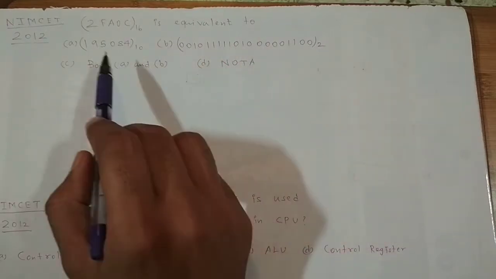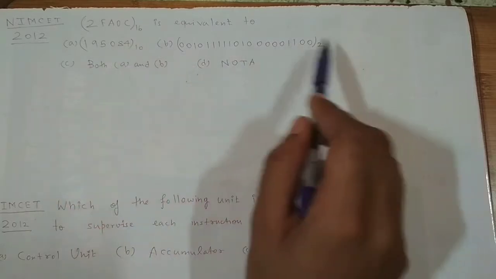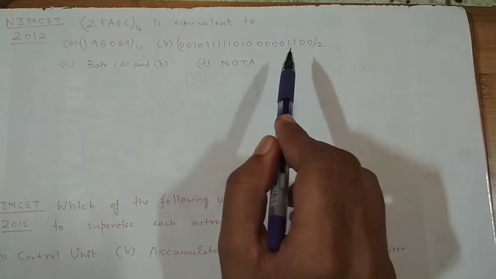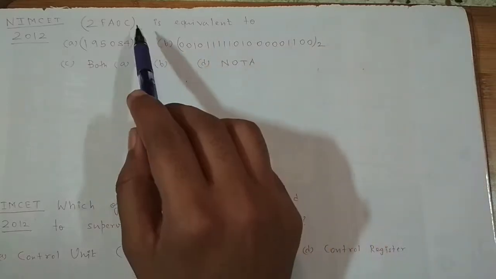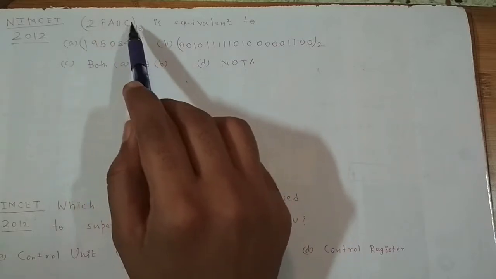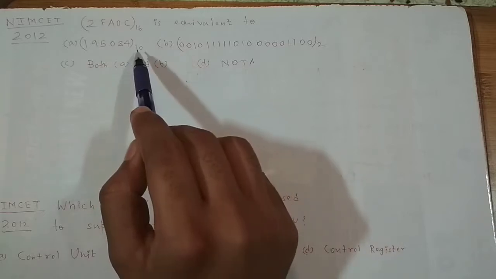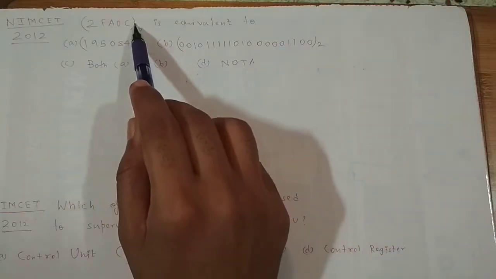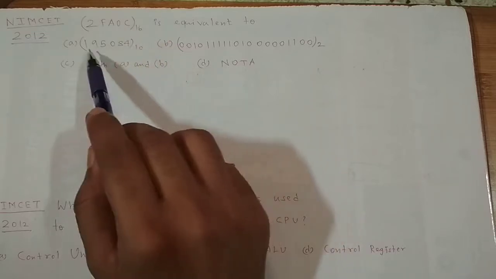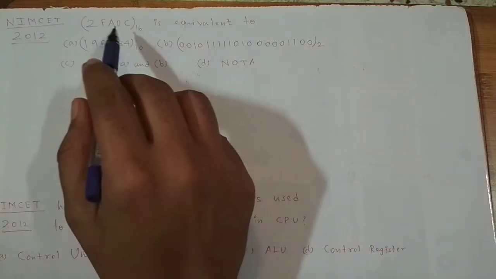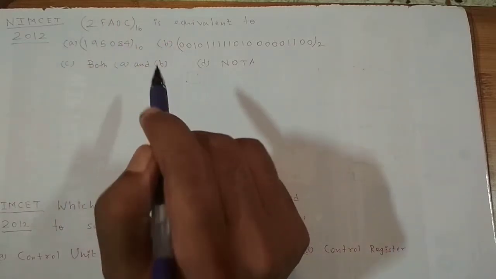Now in the options we find that we have a number in base 10 and a number in base 2. So in order to solve this, the only approach probably would be to convert this hexadecimal number into binary as well as into decimal. So we'll take this hexadecimal number and convert it to binary and also convert it to decimal and then check with the options. So let's start by converting this hexadecimal number into decimal.